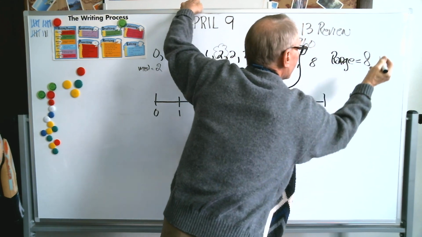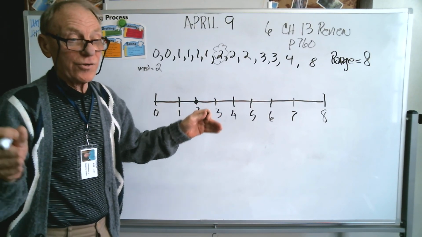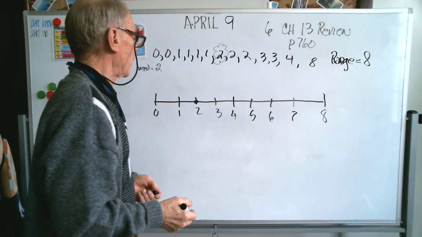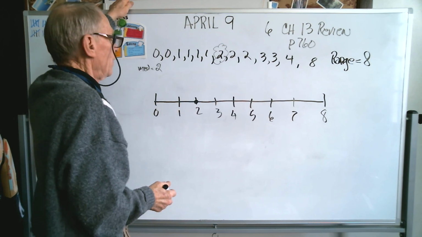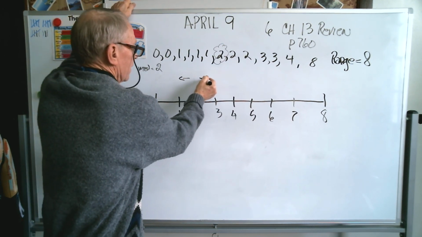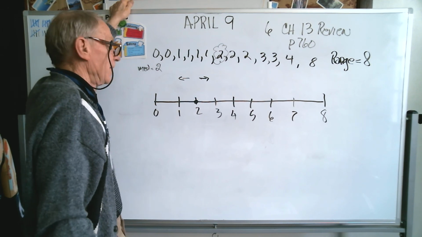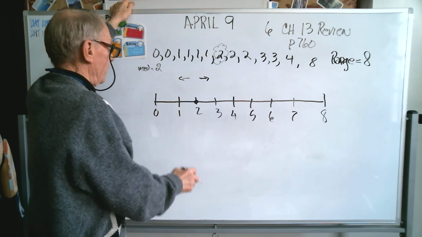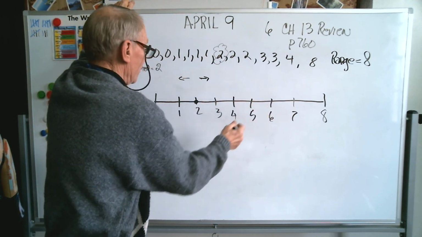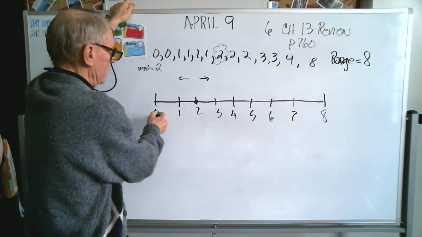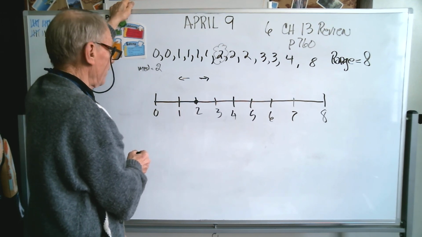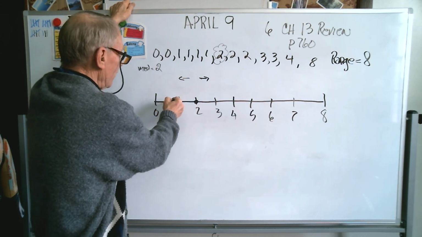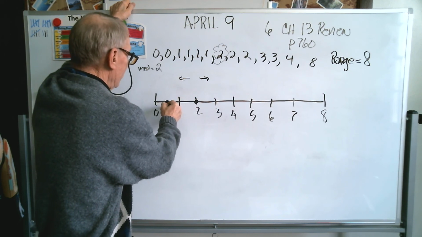will equal 8. Now, we want to know what the range is between the upper and lower quartile. In order to figure the upper and lower quartile, we have to go left and right of the median and figure out the median of those numbers. And over here we've got 0 and 1. So in between 0 and 1 is going to be 0.5.